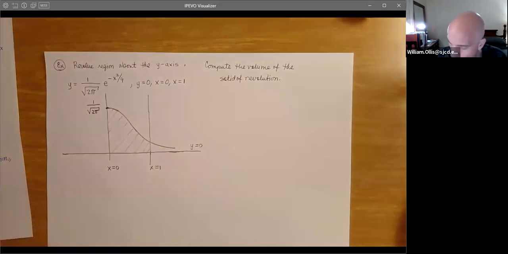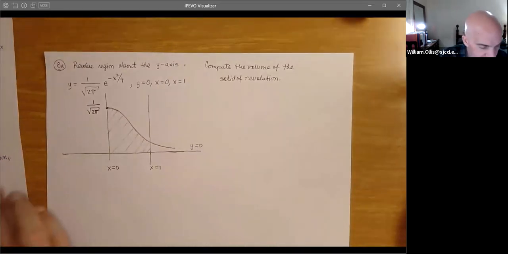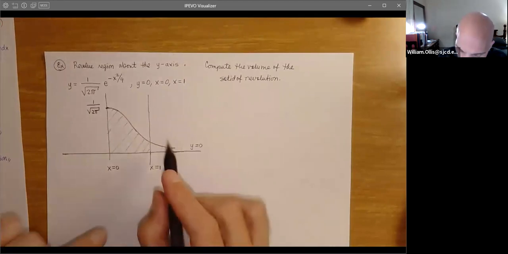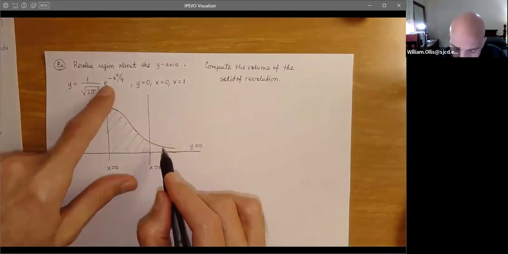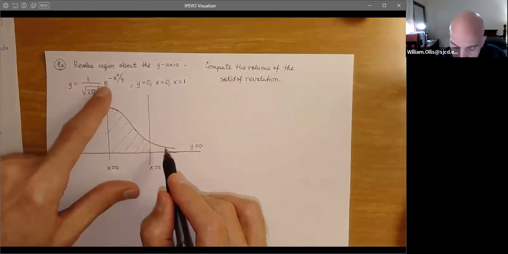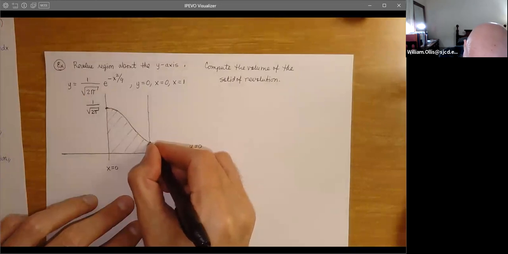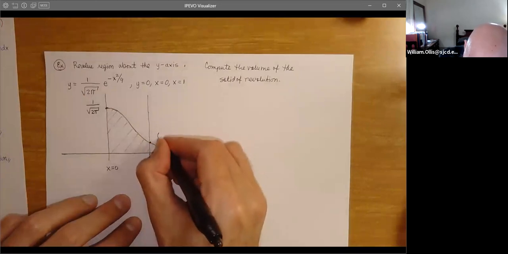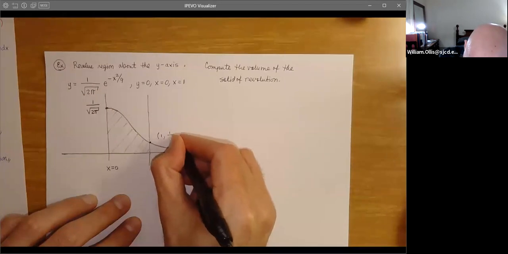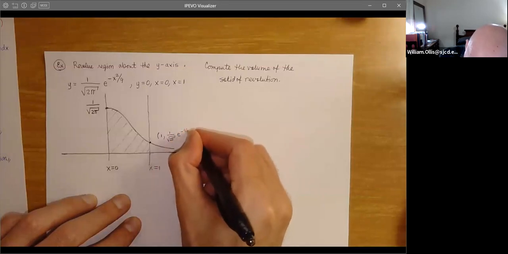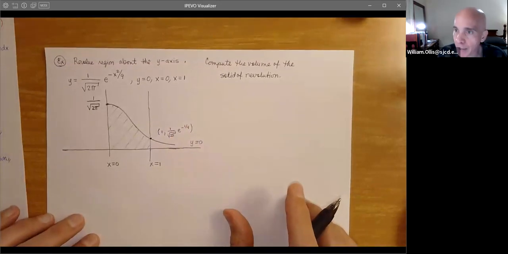One thing that's interesting about this particular problem is that the shell method is really nice here. We know at 1 here, we'll get what? 1 over the square root of 2 pi e to the negative 1/9. So if you wanted to write that point in just for grins, we don't need it, but this would just be 1 over the square root of 2 pi e to the negative 1/9, just so you can see the easy algebra here. But we're not going to need this point, but I think it's interesting just to go ahead and write it in.